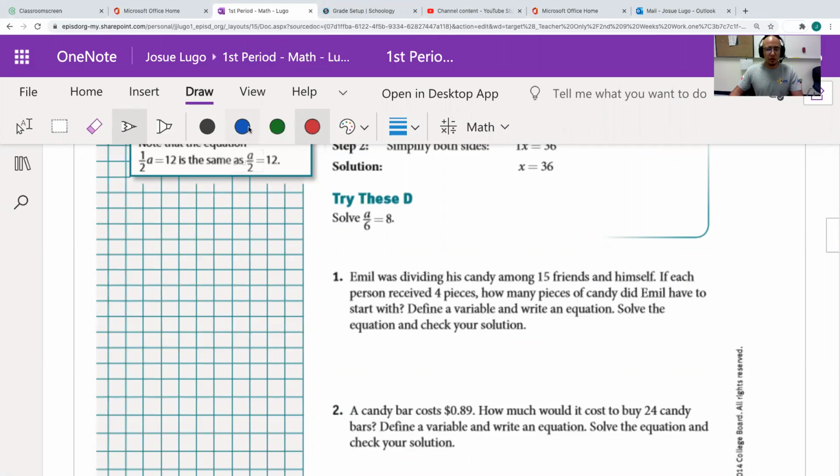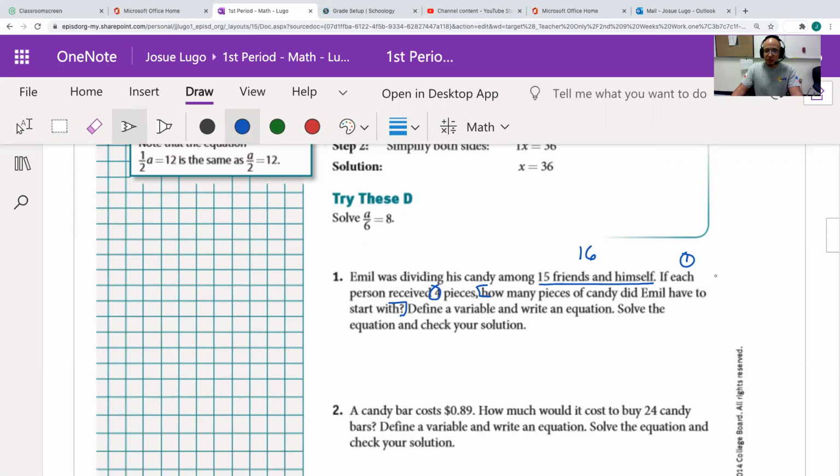All right, so number 1 reads, Emil was dividing his candy among 15 friends and himself. So that's 16 people, by the way, because we have 15 friends and himself. All right, so that's where I got the 16 from. If each person, so each one person is going to receive 4 pieces, how many pieces of candy did Emil have to start with? All right.